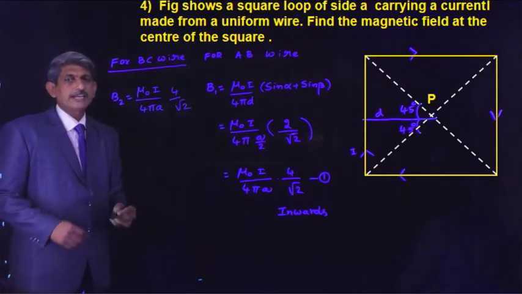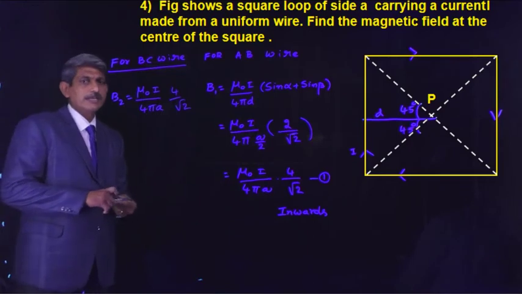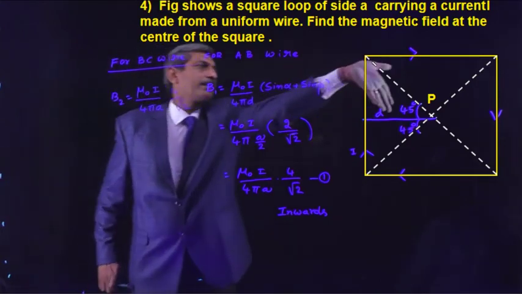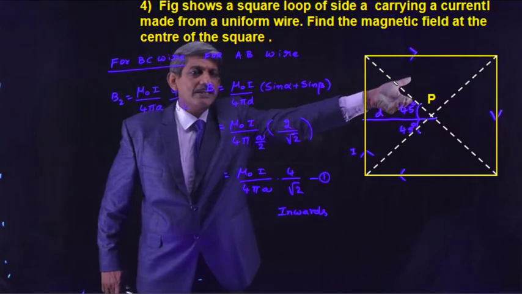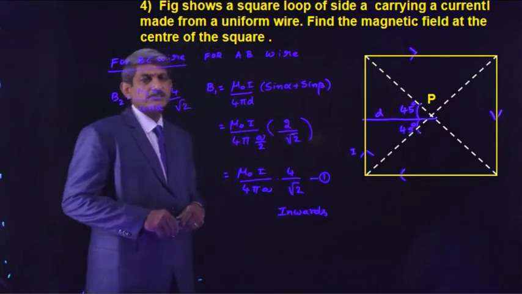Here, what is the direction of the magnetic field? Here also, let us keep the thumb in the direction of the current, then the curling fingers are entering into the board. That's why this is also inward.